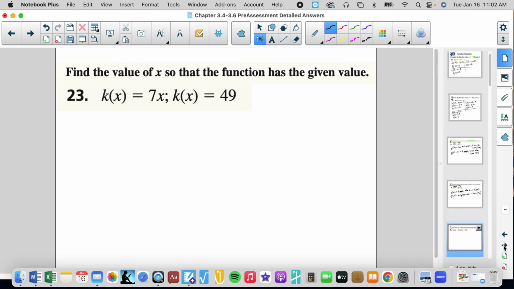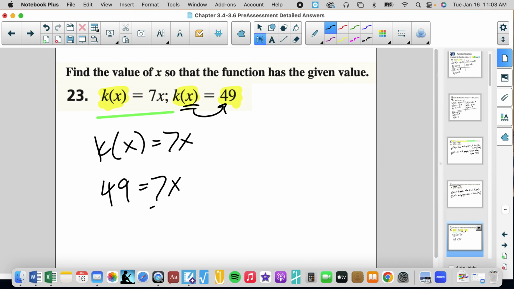Find the value of x so that the function has the given value. What they've done here is they've given us the output. K of x equals the output, and it says the output's going to be 49. So we can take this statement, K of x equals 7x, and substitute the output. K of x equals 49, so we can substitute it and solve for x. The input is going to be 7. So when we input 7, our output's going to be 49.